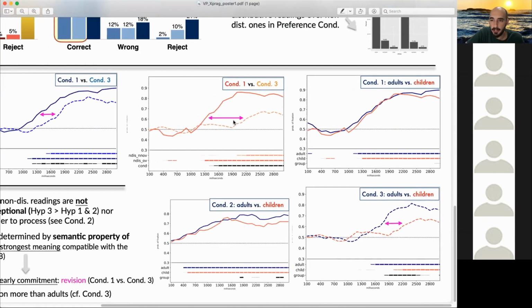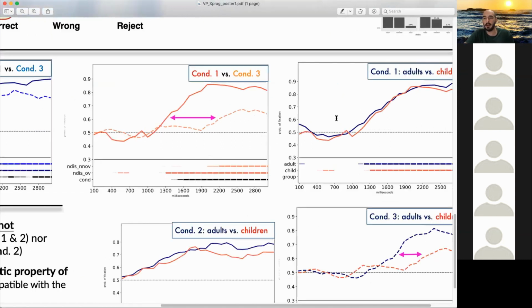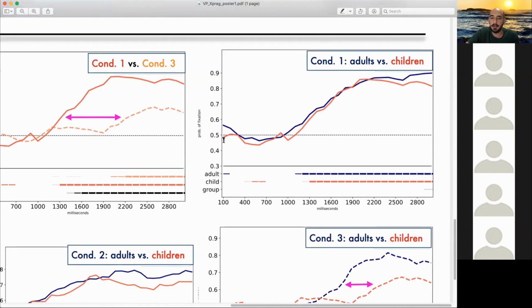So first of all, condition 1, this is again the target preference, okay? So when this line departs from chance, then it means that you identified the right target. And this is adults versus children, and you see almost no difference. It's very, very beautiful data, okay? So these were, again, elementary school children, 6 to 10 years old. They behave exactly like adults.